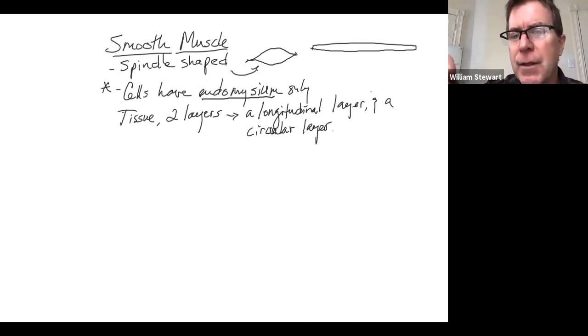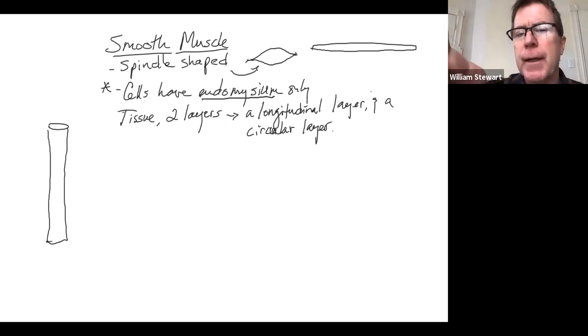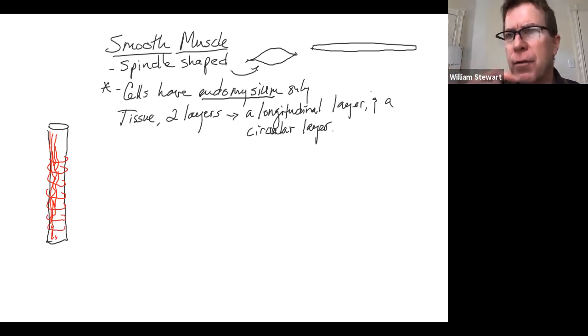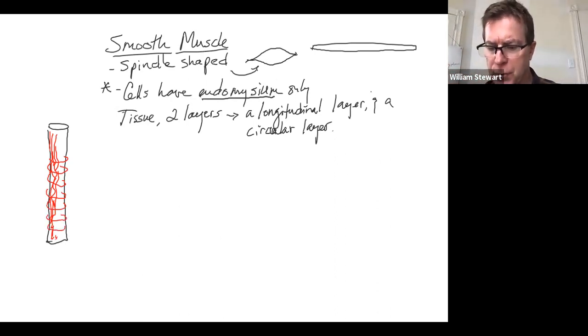So if, for example, in the wall of a blood vessel, we have smooth muscle. In the longitudinal layer, the cells, those spindle-shaped fibers, run this way, lengthwise. The circular layer of tissue runs this way, around the diameter of the vessel. So there's usually 2 layers of smooth muscle tissue.